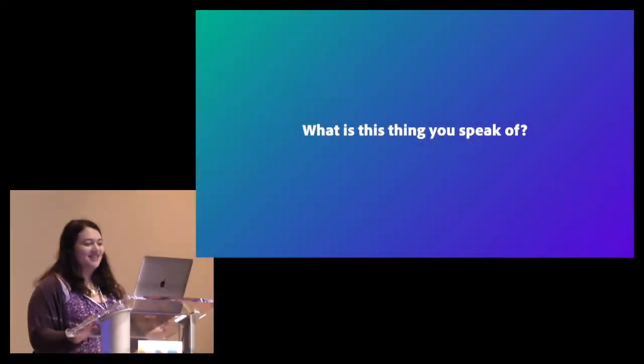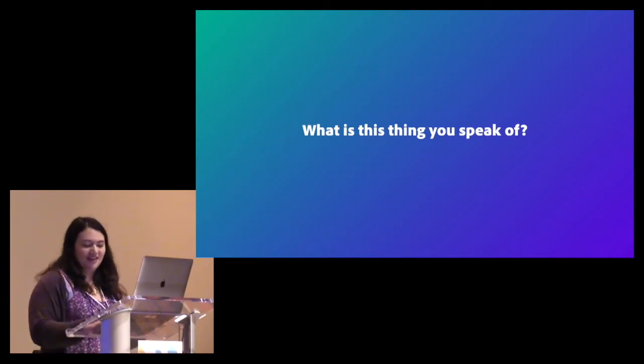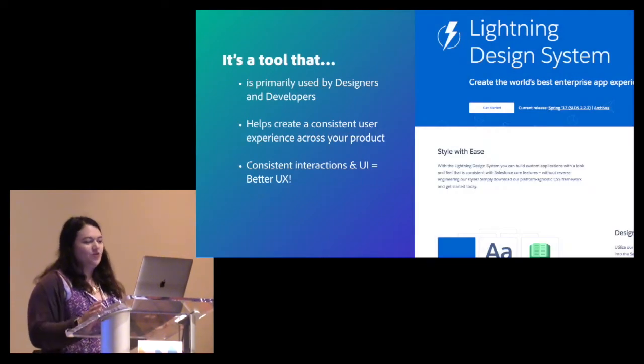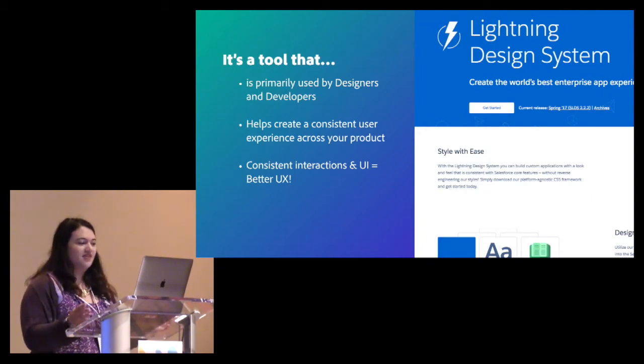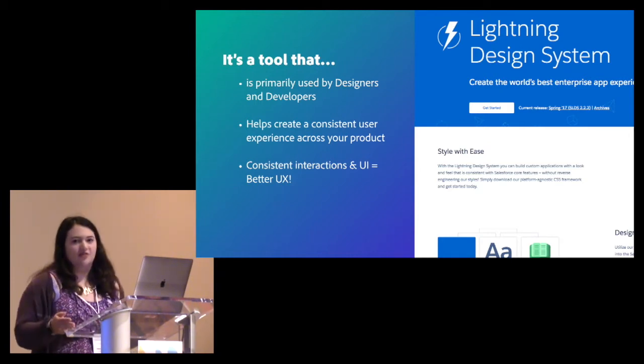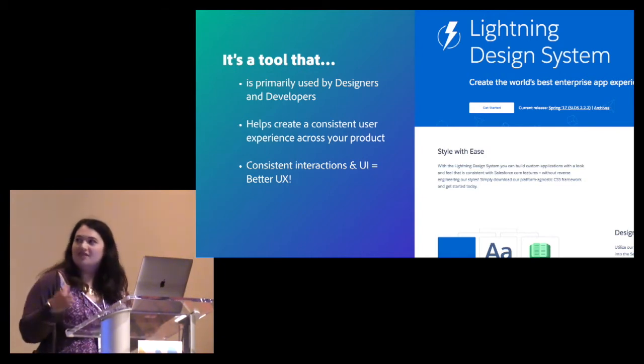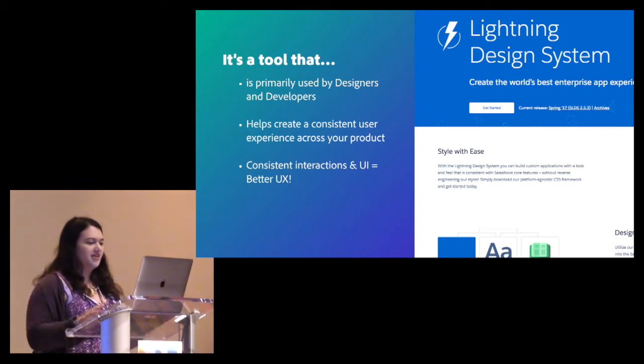So let's talk about design systems. And what is this thing you speak of, Sarah? Well, design systems is a tool that's primarily used by designers and developers, sometimes PMs, sometimes content strategists. It helps create a consistent user experience across your product. Consistent interactions in UI means a better UX, which means you make more money, which is good. So something like you may have seen the Lightning design system. That's a great example of an existing system out there.